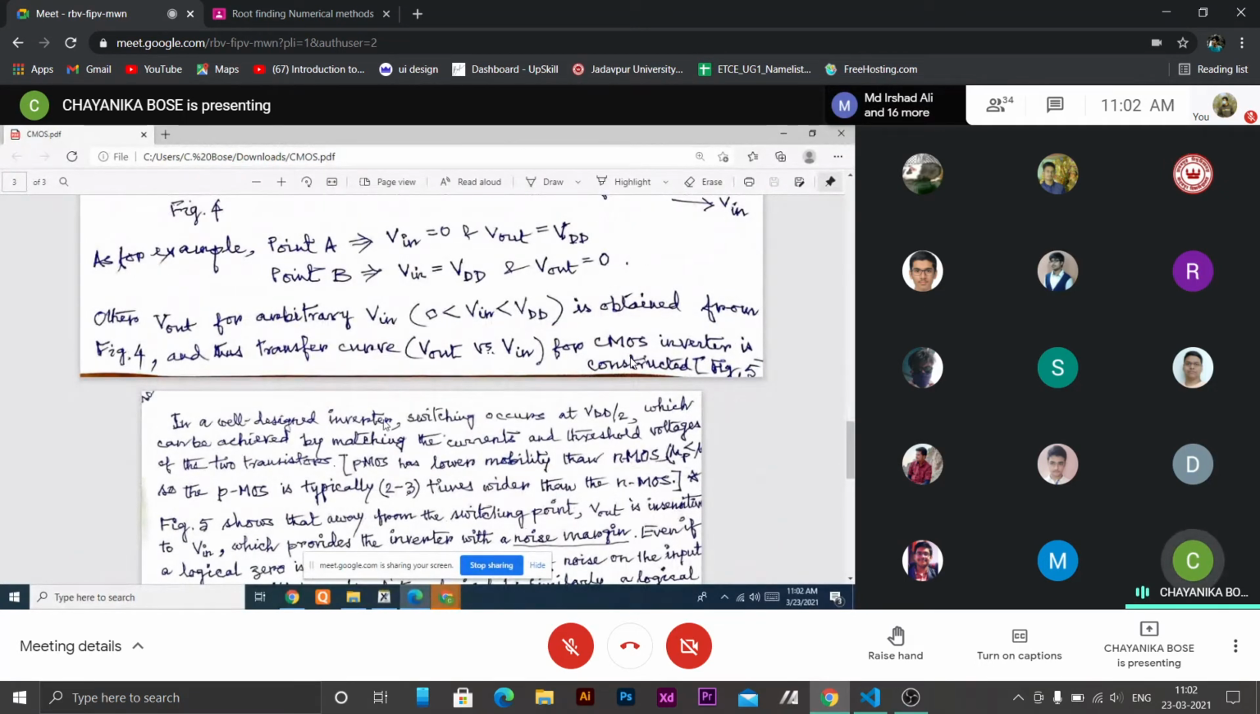In a well-designed inverter, switching occurs at VDD by 2, which can be achieved by matching the currents and threshold voltages of the two transistors. Now, PMOS has lower carrier mobility, it is lower carrier mobility than NMOS, because mu P is less than mu N, holes are heavier, so mobility of hole is less than mu N. So the PMOS is typically 2 to 3 times wider than the NMOS.